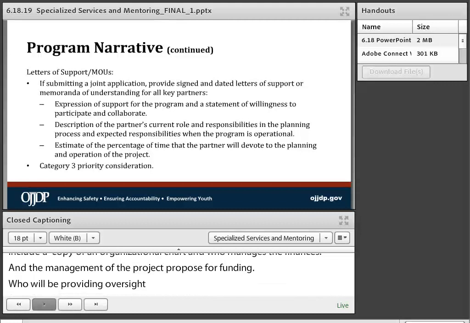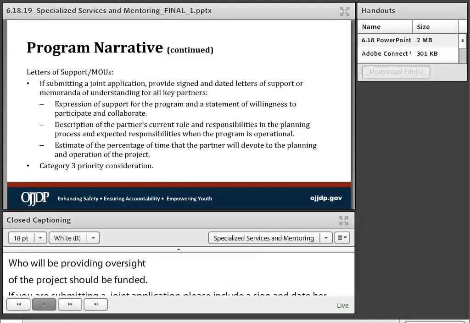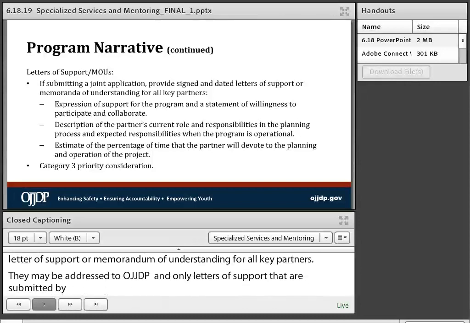If you're submitting a joint application, please include a signed and dated letter of support or memorandum of understanding for all key partners. Letters of support may be addressed to OJJDP Administrator Karen Harp, and only letters of support that are submitted by the due date, which we know is July 29th, with the full application will be considered during the review process. So we will not accept letters of support after.